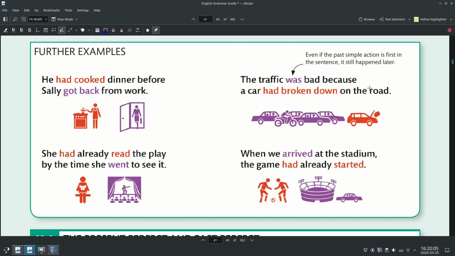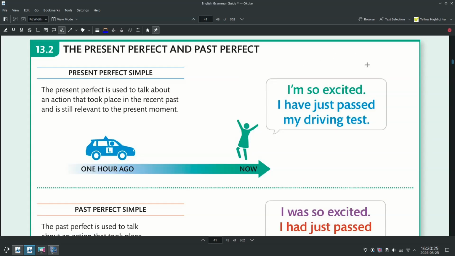So let's sum up. The past perfect shows that one past event happened before another past event. So it clarifies the chronological order by marking the earlier action. Let's discuss the difference between the present perfect and past perfect. Present perfect simple is used to talk about an action that took place in the recent past and is still relevant to the present moment.